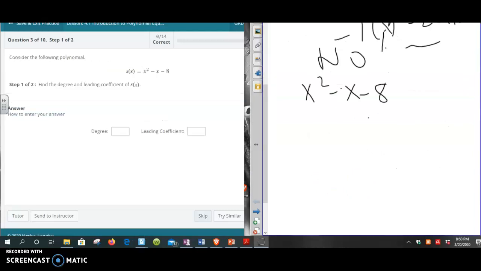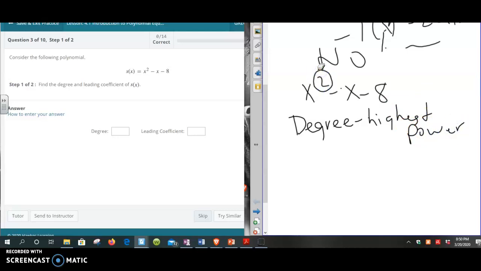So this question asks us to find a degree and leading coefficient. The degree is the highest power present in the problem. Now in this problem, we could easily see that the highest power is going to be a 2. But I warn you, sometimes you could have something like x squared plus 5x to the third plus 6x to the fourth. The highest power is not always in the beginning, so watch out for that, okay?